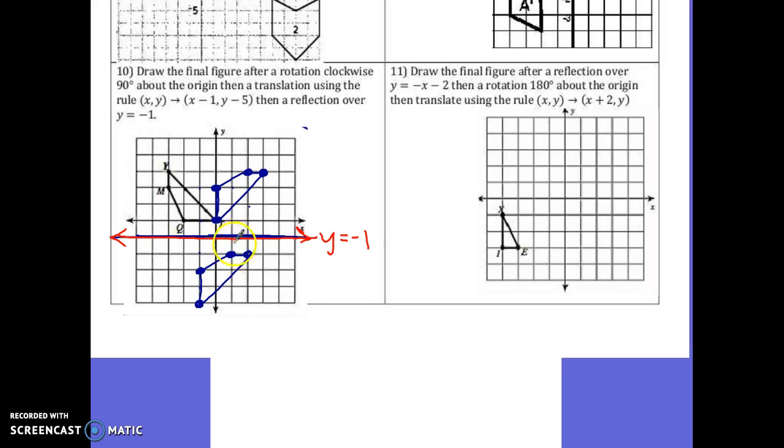And I want the points to be equidistant away from the line of reflection. So I go one up and I go one more up. One and then flip it over. This is 2 away, so I go 2 away right here. And then this is 1, 2, 3, 4. 1, 2, 3, 4.